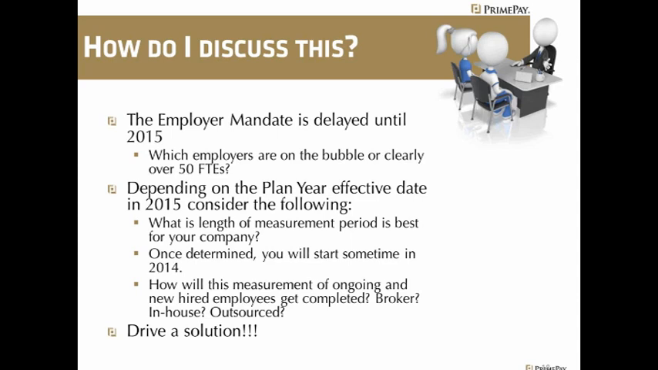Once you determine that length, that really is going to tell you exactly when you need to start. And I would say for most employers that have renewals in 2015, they will probably need to begin sometime in 2014. And in fact, if they're a January 1, February, or March renewal, they may need to begin right now with regard to that measurement.